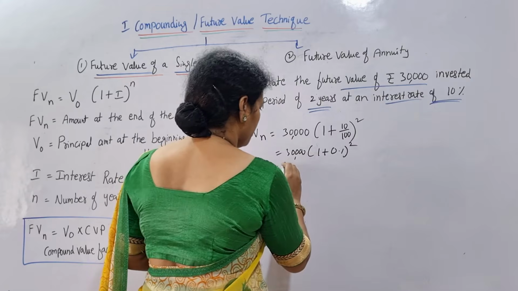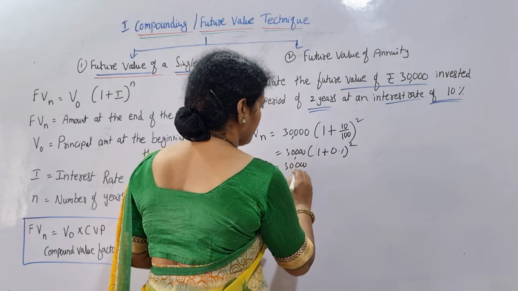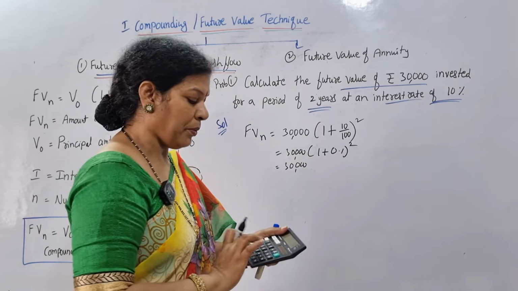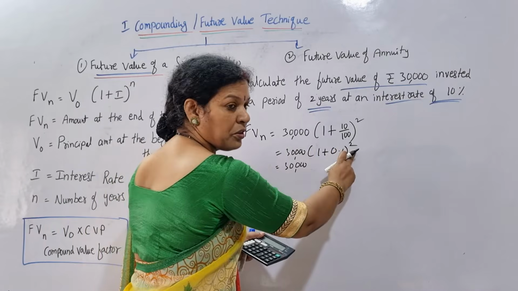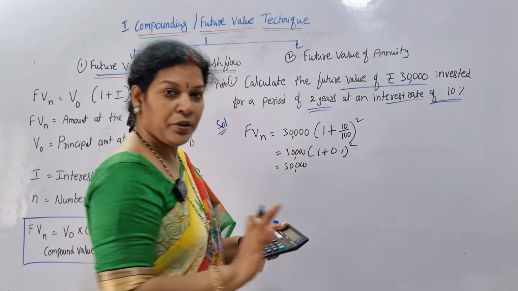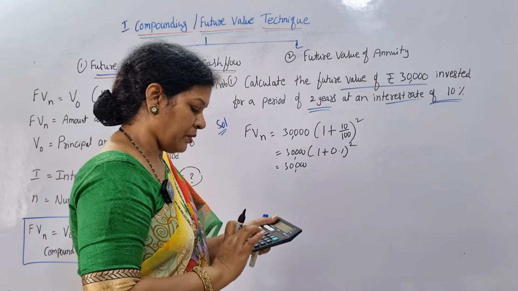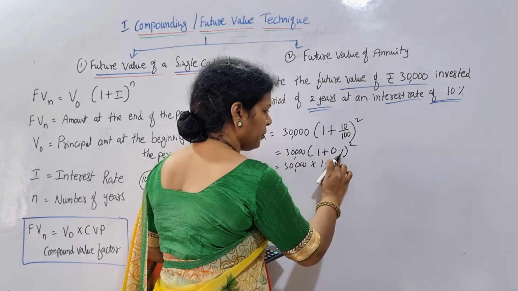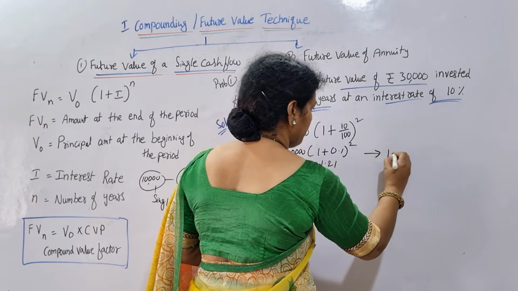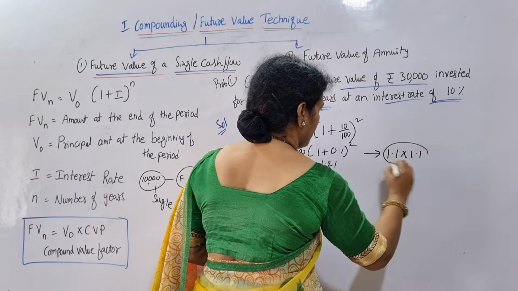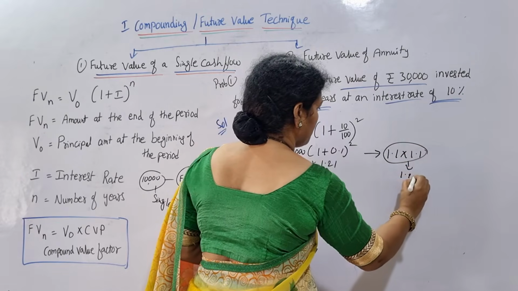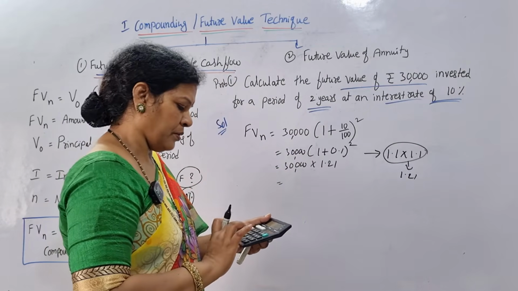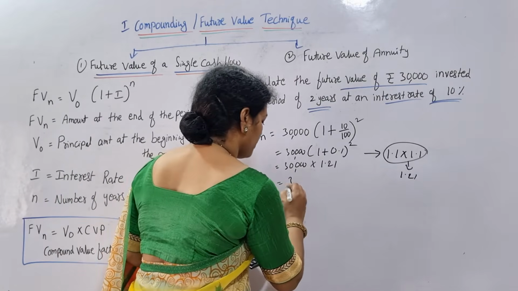So 30,000 as it is. 1 plus 0.1 means 1.1, and because this is to the power of 2, it is 1.1 into 1.1. Let me give you clarity: 1.1 into 1.1 comes to 1.21. We have written that, so 30,000 into 1.21 gives 36,300.